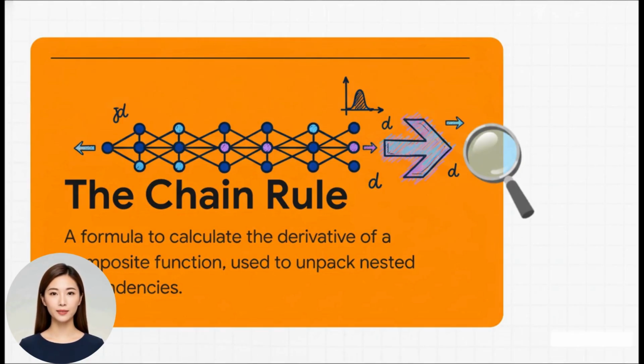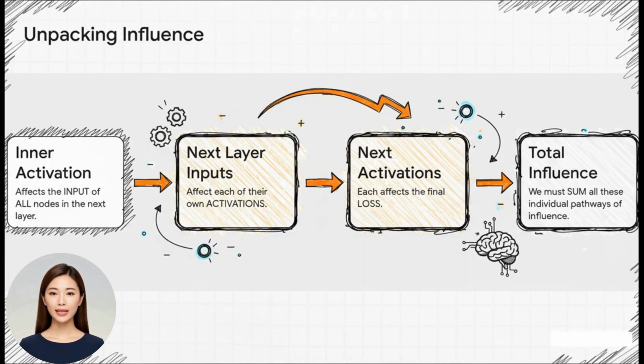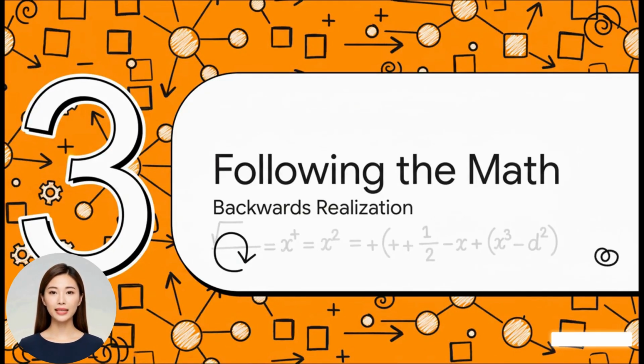So when we actually apply the chain rule, something really fascinating happens. It turns out, to figure out how just one of those inner neurons affects the final loss, you can't just follow one straight line. No way. You have to trace its influence as it spreads out to every single node in the very next layer. Then you have to add up all those individual little pathways of influence. It's not a single path, it's a web. Okay, so after all that math, after we apply the chain rule to untangle that messy, tricky term, we arrive at this totally mind-blowing realization. And this is the real answer to our question.